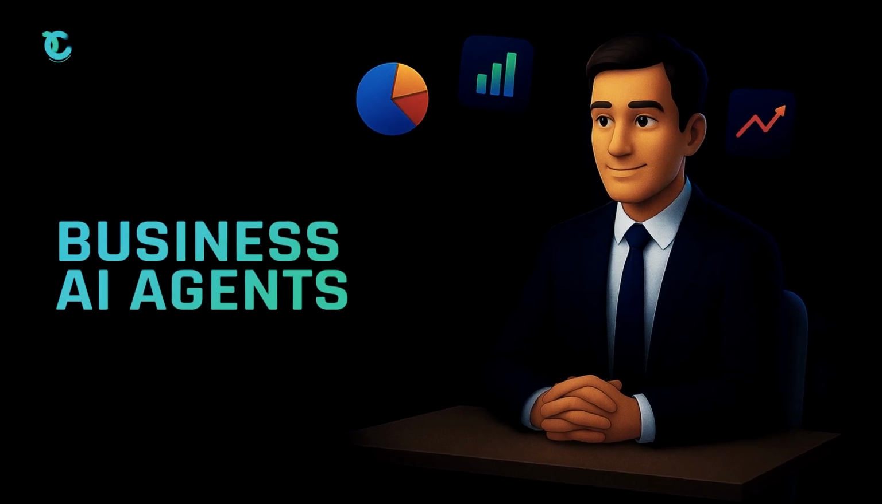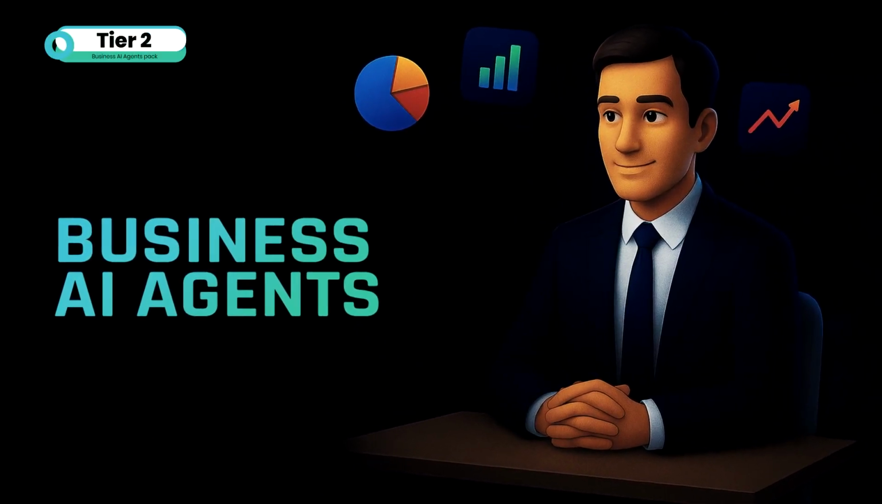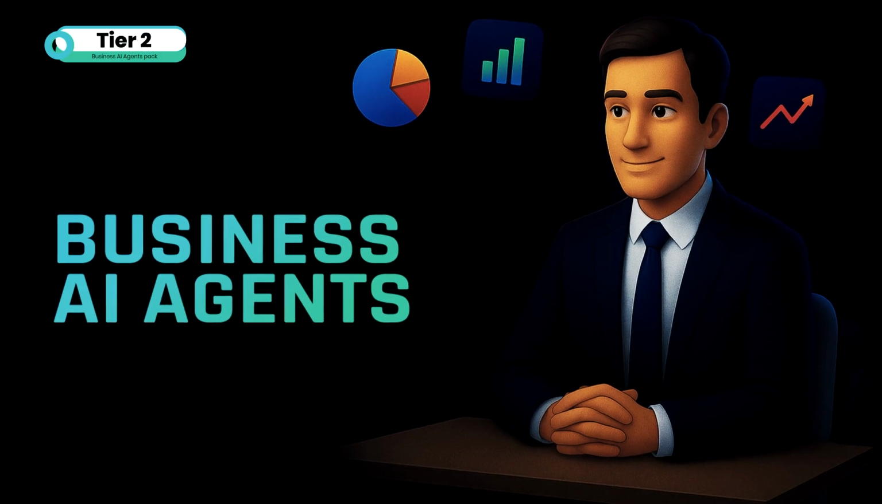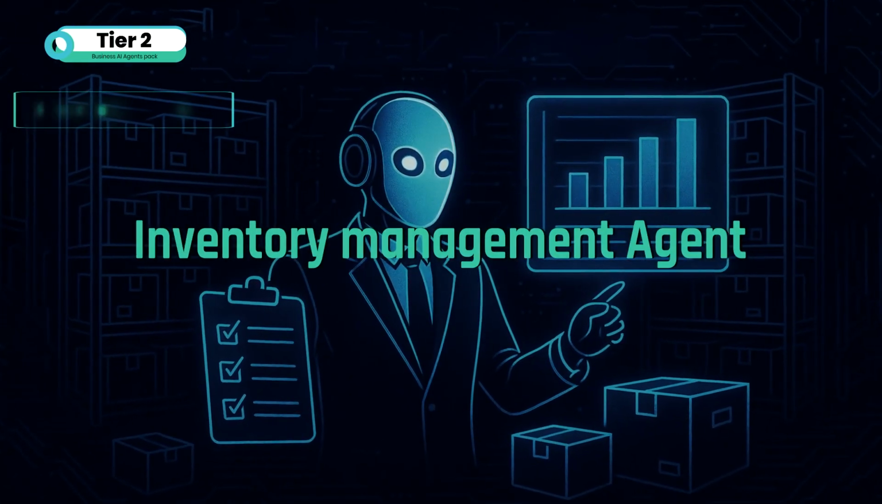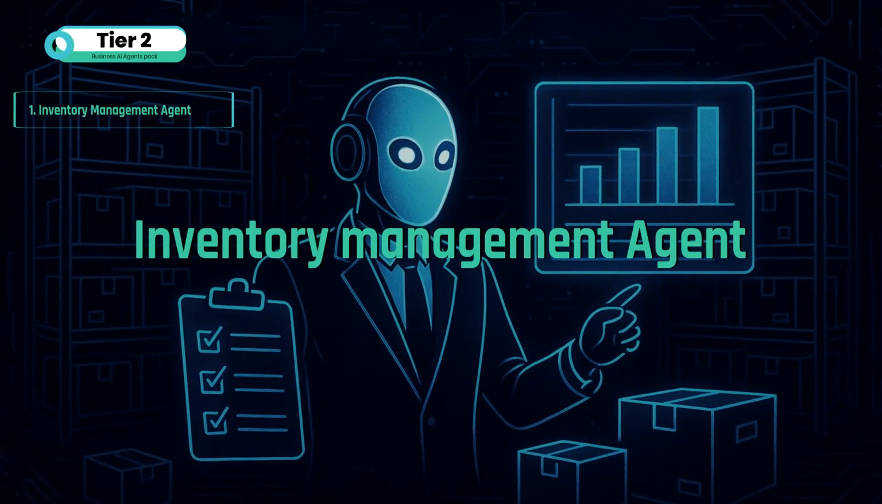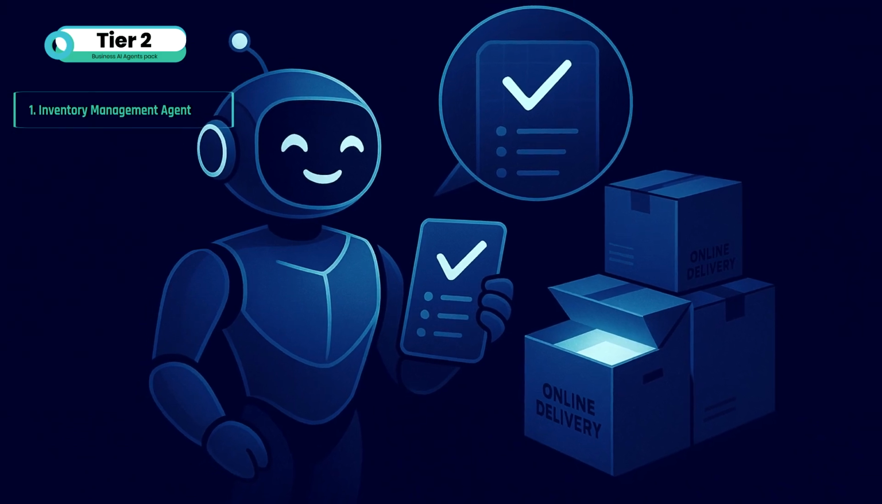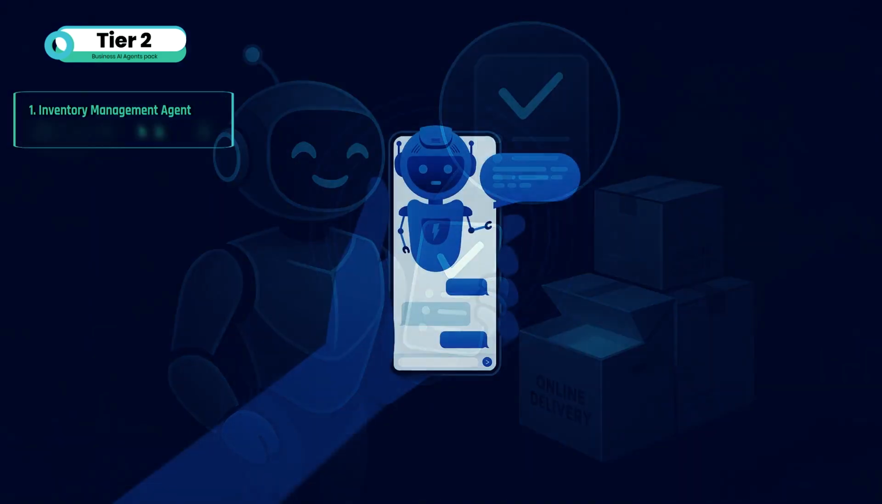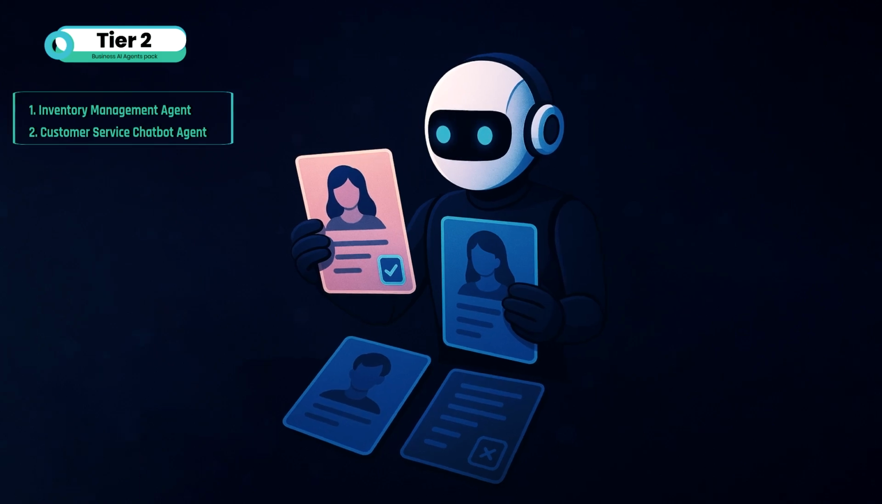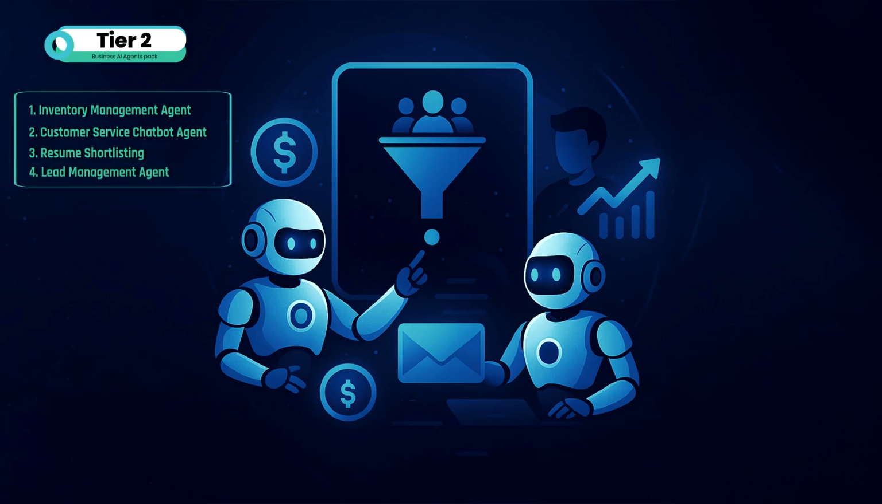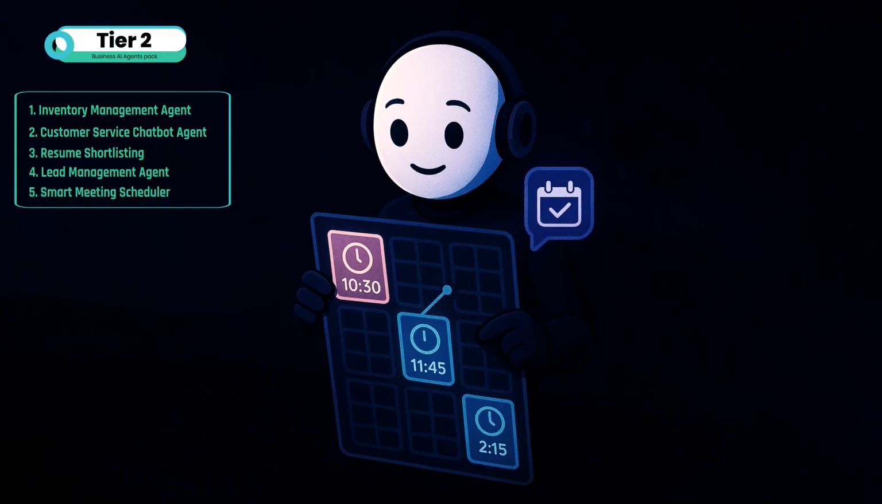The next is the Business AI Agents Pack. This tier also contains 5 unique AI agents for business owners and entrepreneurs. One of the projects you will build is an inventory management agent that checks your inventory and notifies you automatically. You will also build a customer service chatbot agent to handle all your customer queries. Other projects include Resume Shortlisting, Lead Management Agent, and Smart Meeting Scheduler.